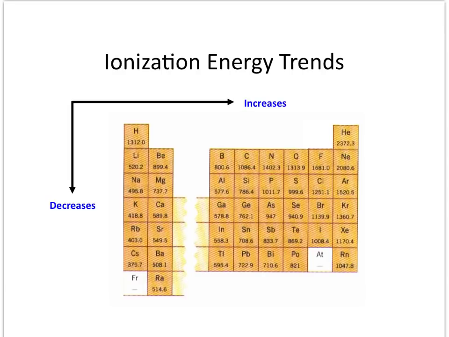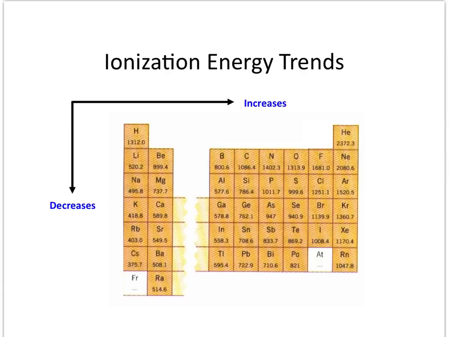Quick review of the property: ionization energy increases as we go across. Remember that the nucleus is stronger, holding on to the electrons with more strength, and so it takes more energy to remove an electron as you're going across. As you go down, it is decreasing, and that is because we're adding additional energy levels.